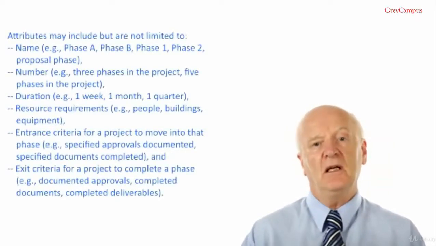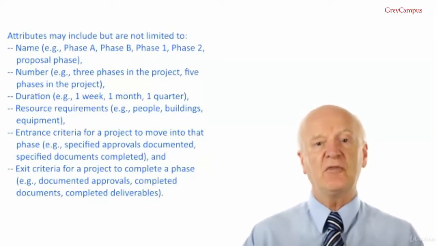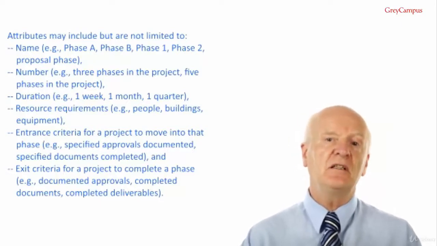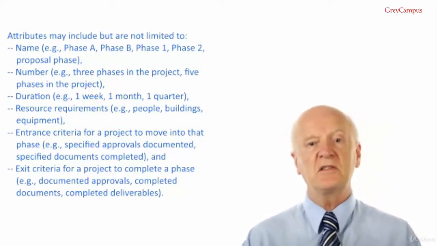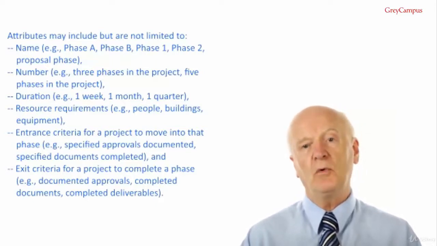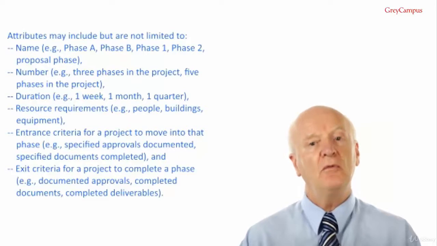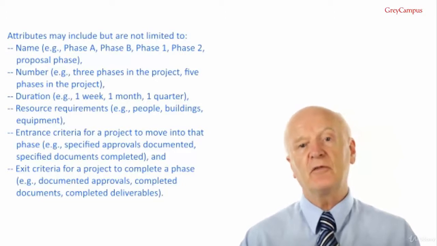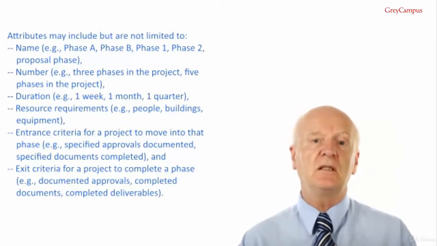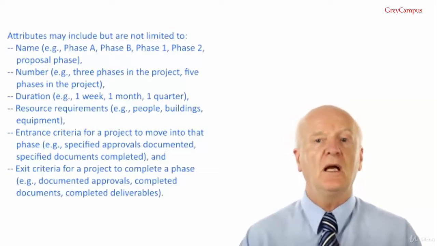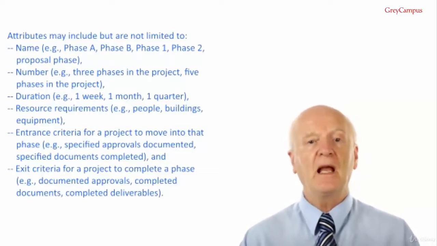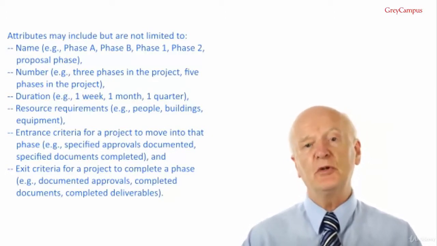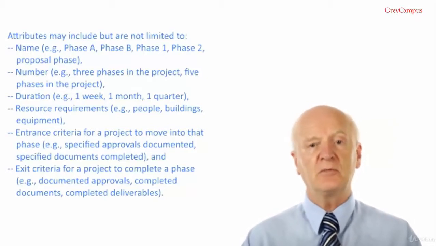Attributes may include the name, for example, phase A, phase B, phase 1, phase 2, proposal phase; numbering, e.g. 3 phases in the project, 5 phases in the project; duration, example, 1 week, 1 month, 1 quarter; resource requirements, e.g. people, buildings, equipment; entrance criteria for a project to move into that phase, e.g. specified approvals, documents; and exit criteria for a project to complete a phase, e.g. documented approvals, completed documents, completed deliverables.